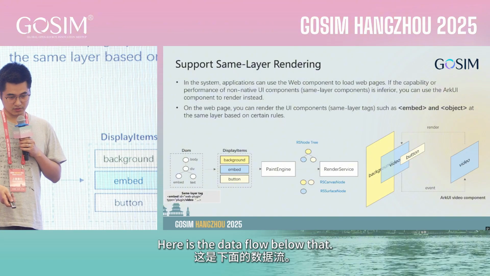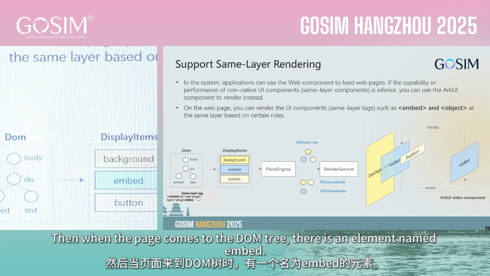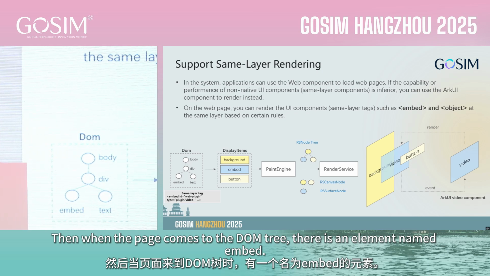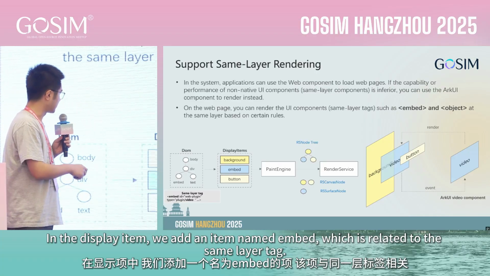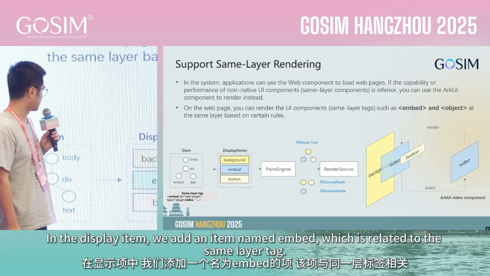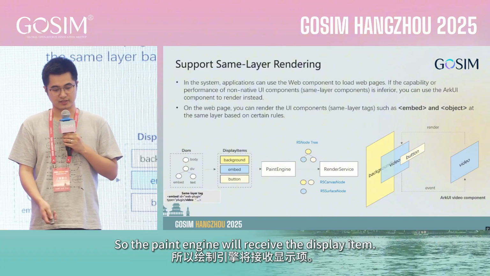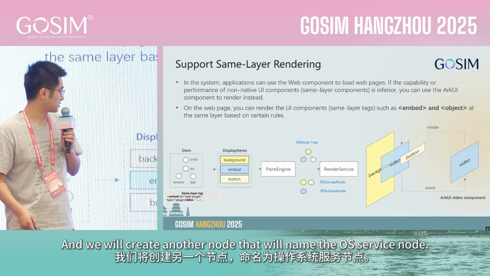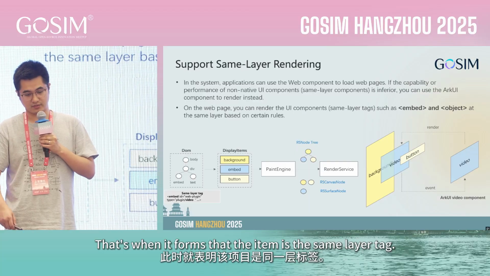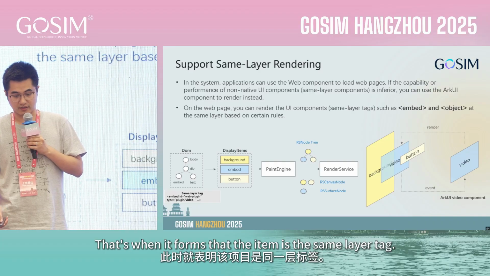Here is the data flow below that. You can use the same layer tag in the HTML page. Then when the page comes to the DOM tree, there is an element named embed. And finally, we get the display items. In the display items, we add an item named embed, which is related to the same layer tag. So the paint engine will receive the display item, and will create another node named ICE service node when it finds that the item is the same layer tag.